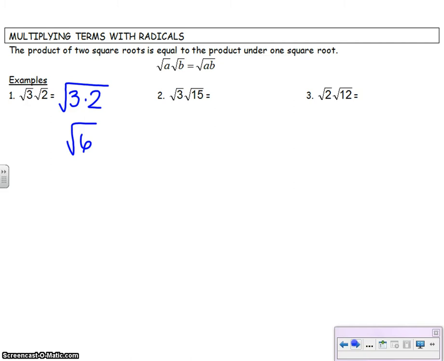Now we have to be careful because we have to make sure that it's simplified. Do any of our perfect squares go into 6? No, they do not, so the square root of 6 is going to be our answer.